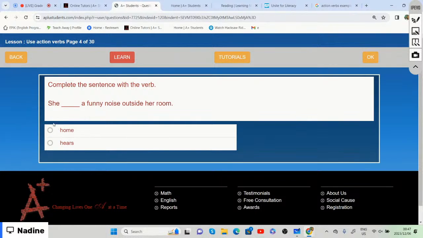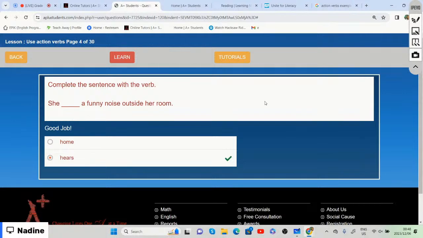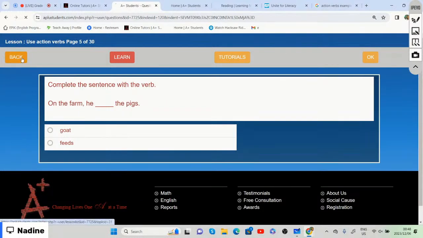And now the last one, it says she. Do we say home or hears a funny noise outside her room? She home, or she hears a funny noise outside her room? All right, and we will say yes, and yes is correct. So well done.